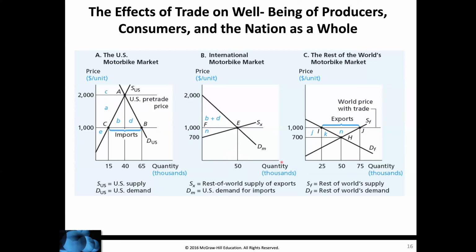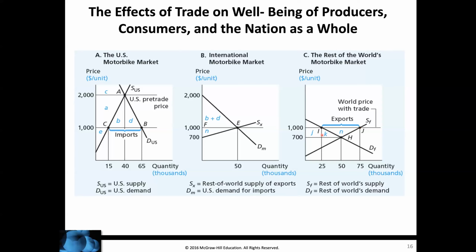So how does it affect the exporting country? And this is a flip side. For the rest of the world, the analysis follows a similar path. Here, the shift from no trade to free trade increases the market price. So we can see it going from 700 to 1,000. The increase in price benefits motorbike producers in the rest of the world, whose producer surplus increases by area J, K, and N. So J, K, and N is now the new producer surplus. You can see that because this is the new amount supplied. So this is our producer surplus.